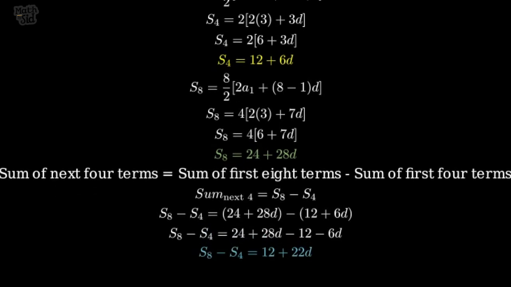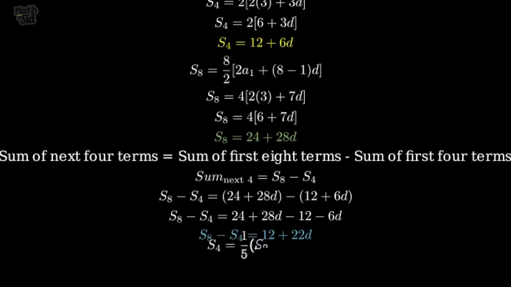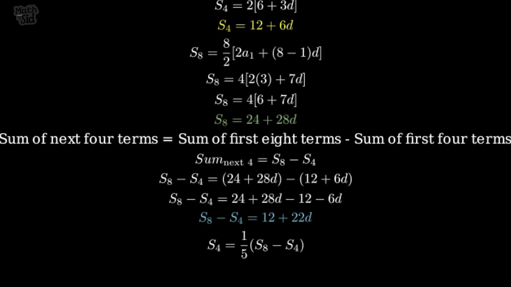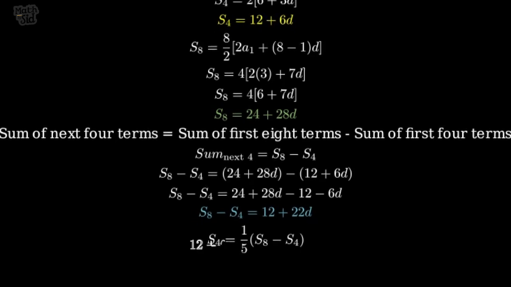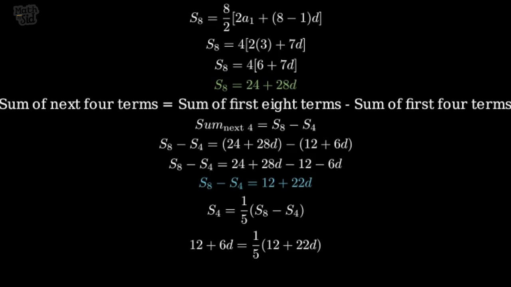Now, we use the condition given in the problem. The sum of the first 4 terms is equal to 1/5 of the sum of the next 4 terms. Let's substitute the expressions we found for S sub 4 and S sub 8 minus S sub 4 into this equation. Now, we solve this equation for the common difference, d. First, multiply both sides by 5.